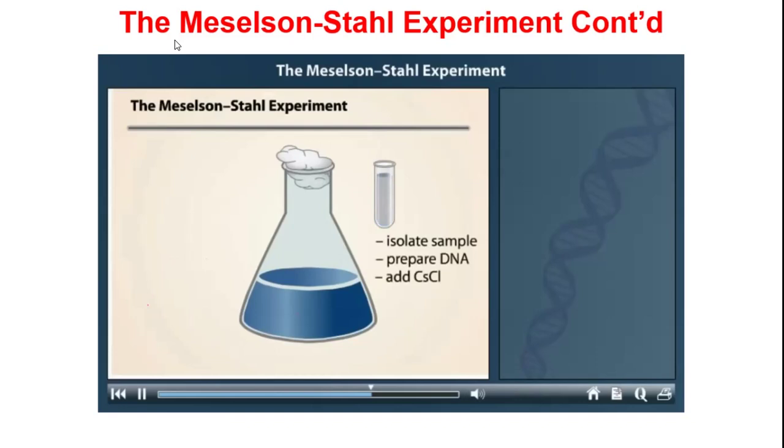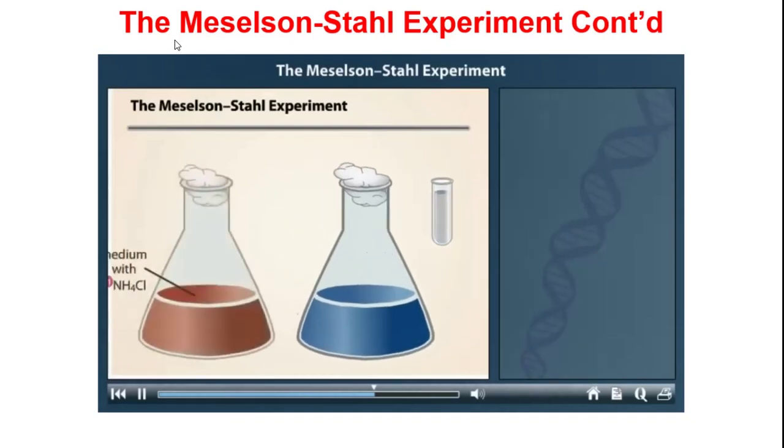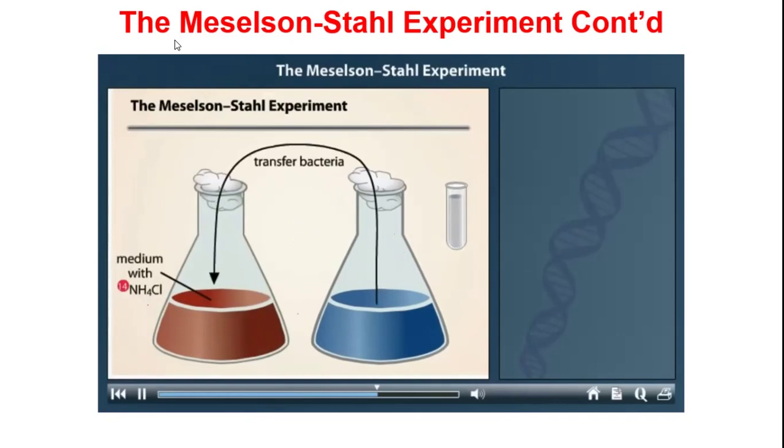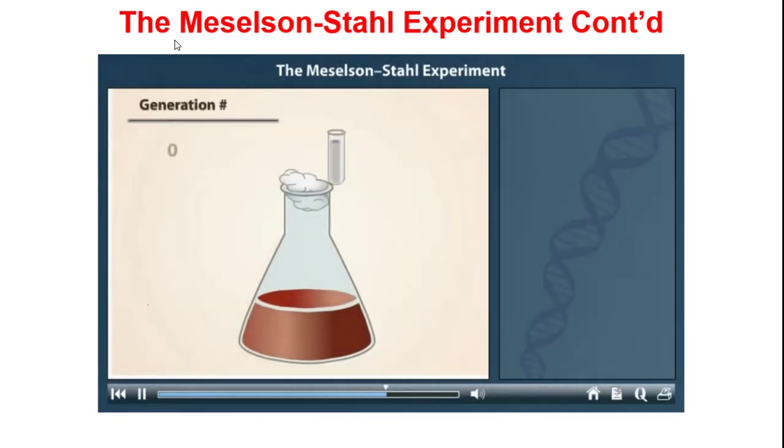At the same time, some of the bacteria were transferred to N14 light medium and allowed to continue to grow. From this point onward, newly replicated DNA will be made with the light form of nitrogen. They called their first sample Generation 0.